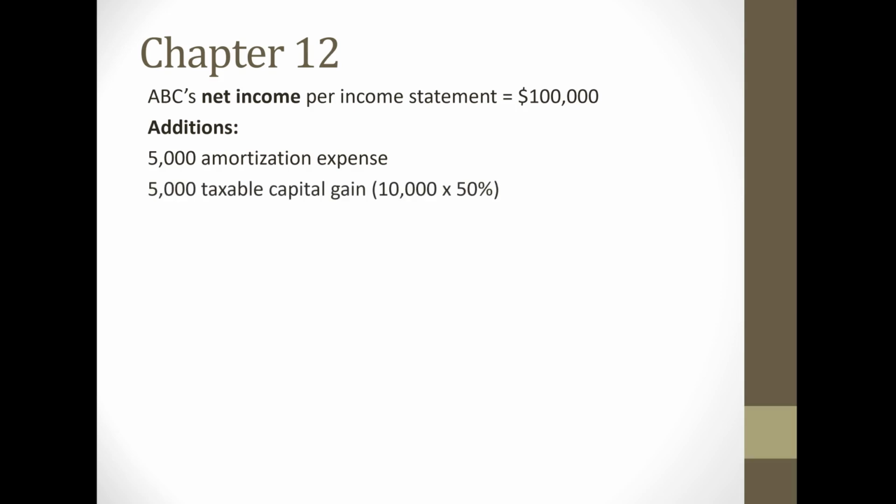We also have to add the taxable capital gain. Remember the gain on the sale of the land? It was $10,000. Well, for tax purposes, only 50% of that is taxable. So we have to add the taxable capital gain of $5,000. What we'll see later on is that we get to deduct the $10,000 accounting gain further down. But for now, we add the taxable capital gain. Only 50% of that gain is taxable.